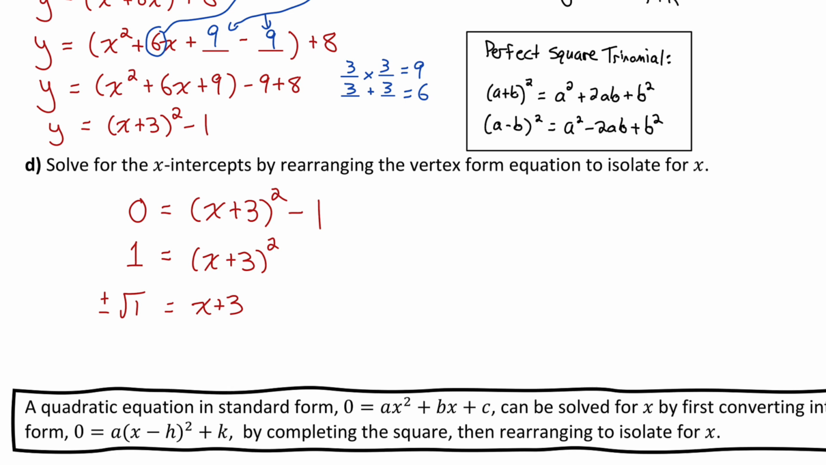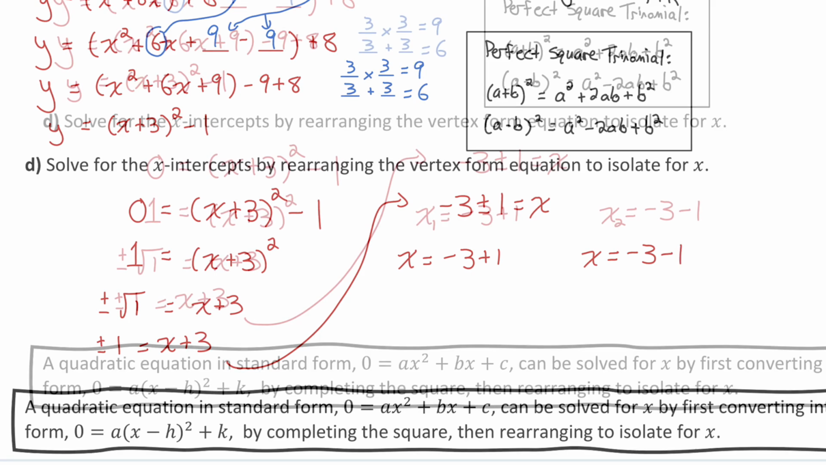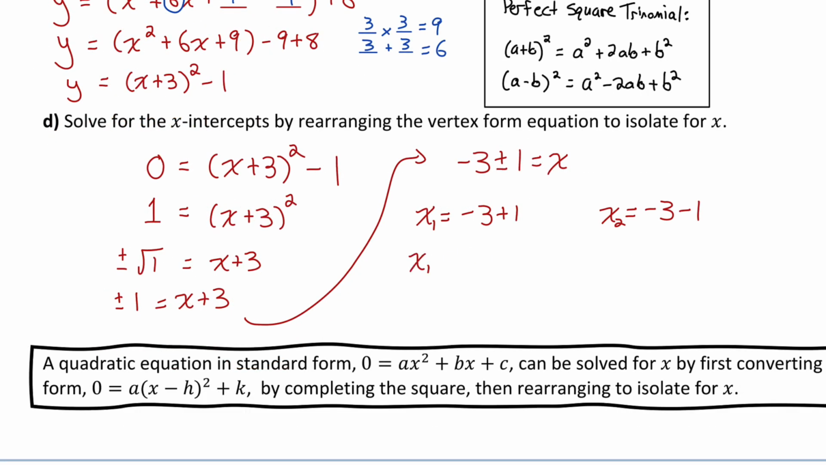And the square root of 1 is of course 1, so I just have plus or minus 1 equals x plus 3. And then I'll continue over here. Subtracting this 3 to the other side, I have negative 3 plus or minus 1 equals x. And now I can split it into my two possible answers. x being equal to negative 3 plus 1, and x also being equal to negative 3 minus 1. So my first answer for x is negative 2, and my second answer for x is negative 4.